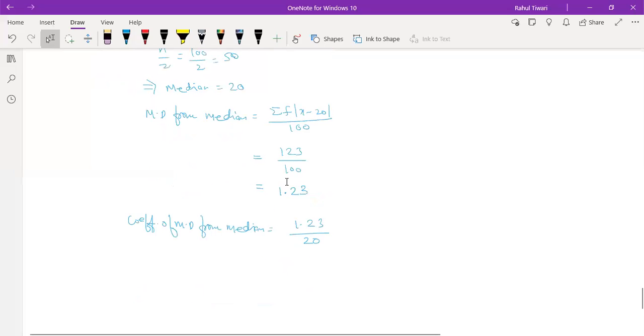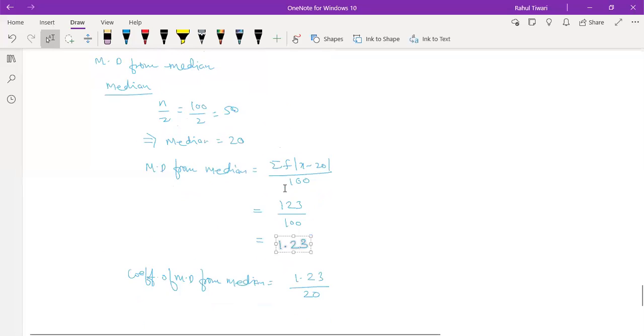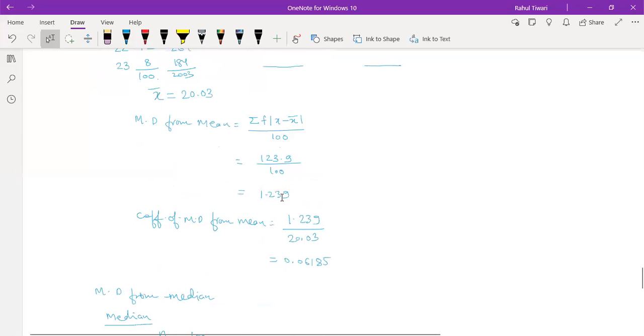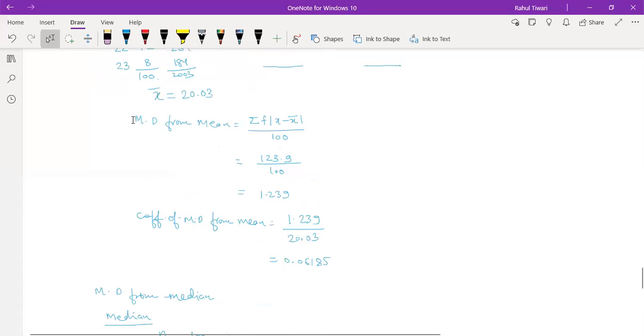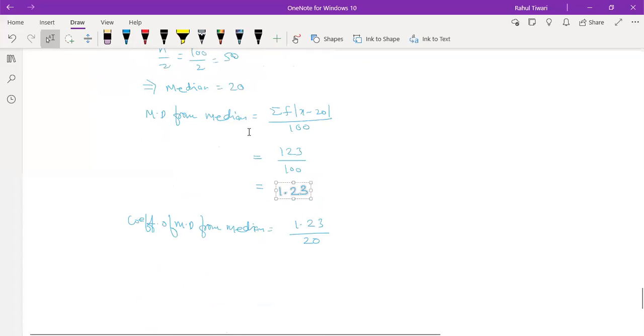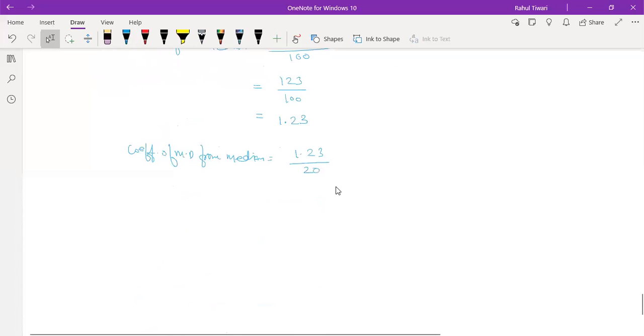So the MD from median sum will be this one. So if you substitute, the answer will be 1.23, and if you compare with the MD from mean, which is 1.239, the MD from mean will be larger than the MD from the median, so I can say that the median is still lesser. So what answer are you getting? Tell me, what total are you getting? Coefficient of MD from median. What is the answer?